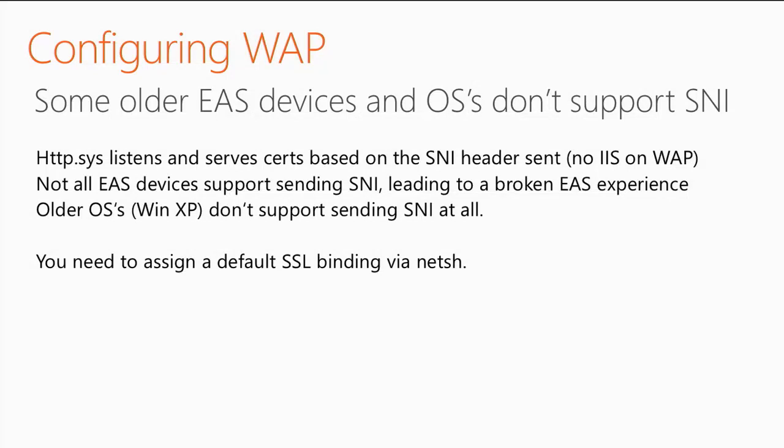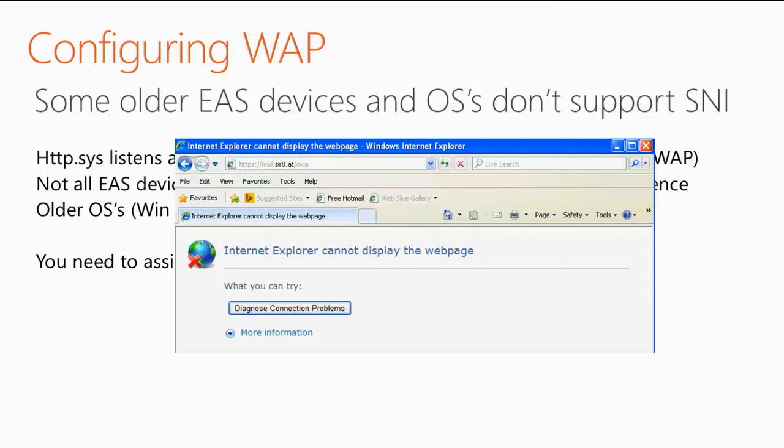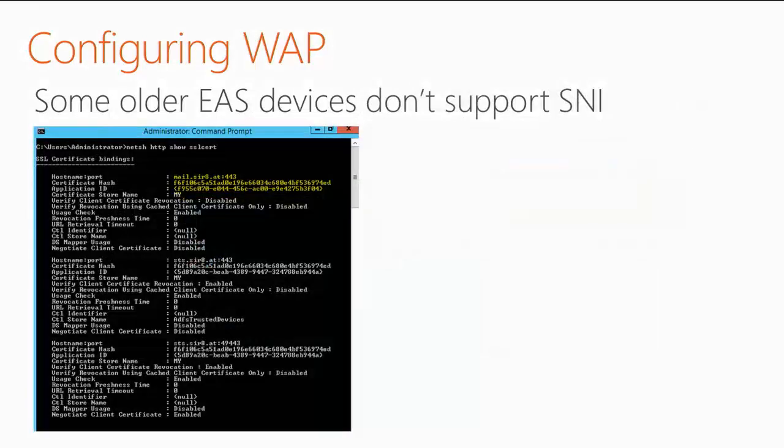The problem is that older clients, XP anybody? Windows XP still? One guy, come on. So XP still, older ActiveSync devices, they don't send an SNI indicator. So you need to assign a default SSL certificate for that. If you fire up an XP to something published by web, you'll get that: cannot do it. You can ping it just fine. You can telnet on 443 just fine, but it's going to show up like that. So we need to assign a default certificate to clients not sending an SNI header.